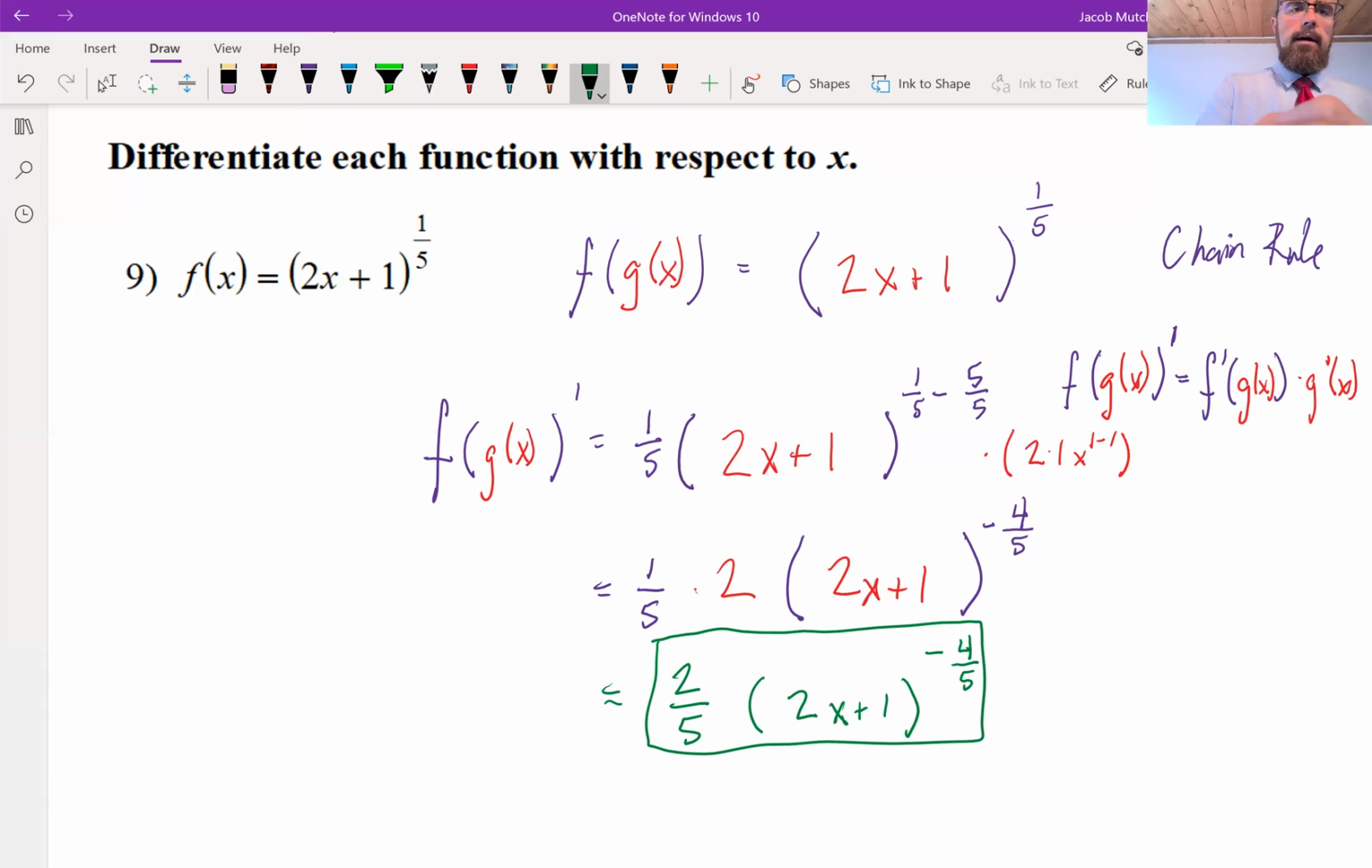One note here, remember that fractional or rational exponent could be recorded as a radical, the 5th root. So just to be aware that if you're looking at a radical function, it really is equivalent to a polynomial that has a rational exponent.